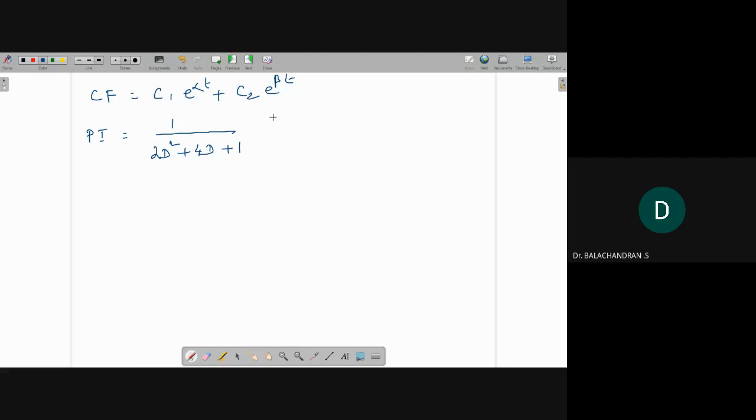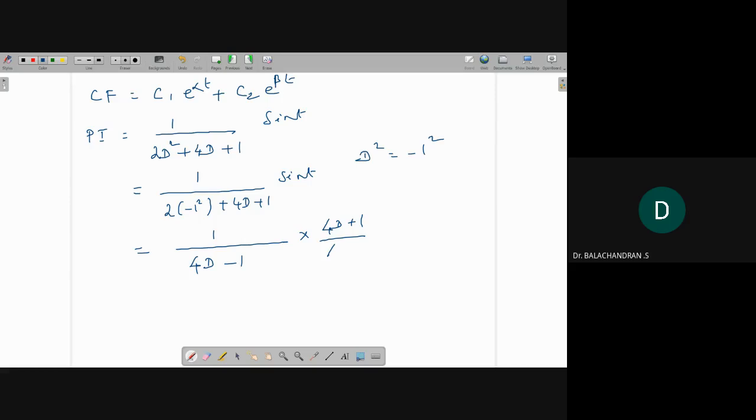Right hand side function is sin t. So now this is type 2. So replace D square by minus 1 square. So 1 divided by 2 into minus 1 square plus 4D plus 1 into sin t, which is equal to 1 by 4D minus 2 plus 1, so minus 1, into 4D plus 1 divided by 4D plus 1, into sin t. So this is equal to, in the numerator you have 4D plus 1, the denominator you have 16D square minus 1, into sin t.